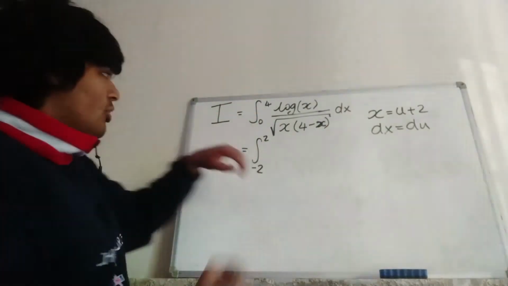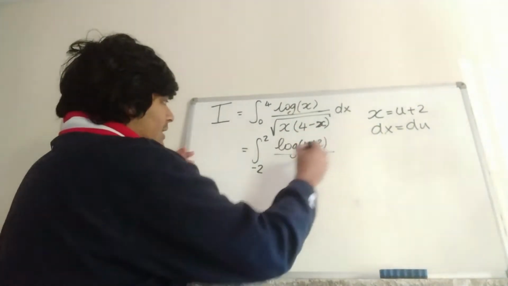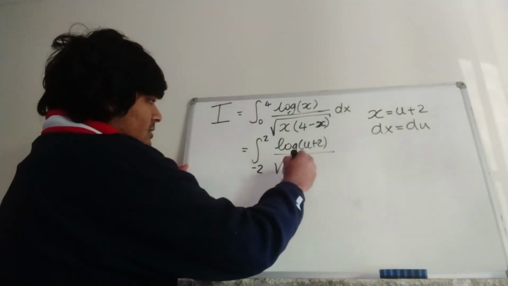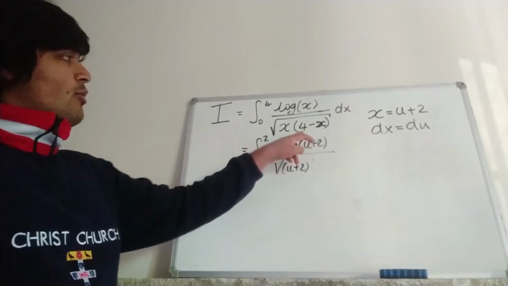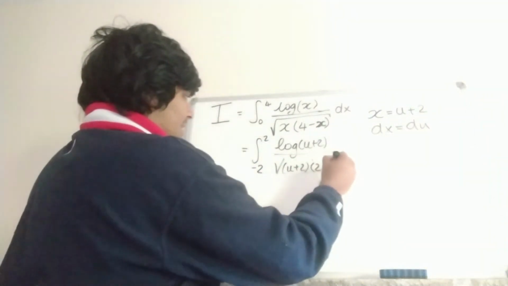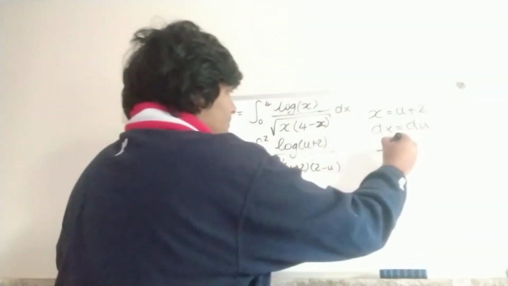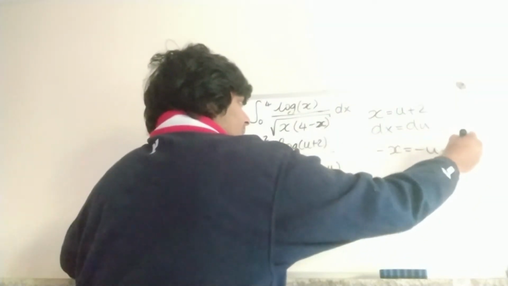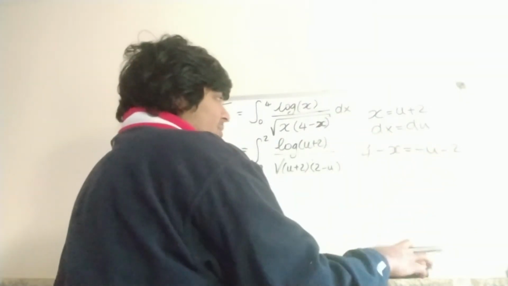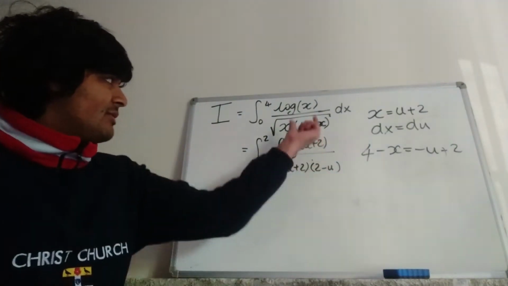Okay, log x is just log of u plus 2, and our denominator now is the square root of x, which is just u plus 2, and then 4 minus x is just 2 minus u. And the way to see that, if you want, is just take this equation here, multiply both sides by minus 1. So you get this. Then adding 4 to both sides gives us a 4 minus 2 here, which is just a plus 2, like so. And that's why we have 2 minus u is equal to 4 minus x.